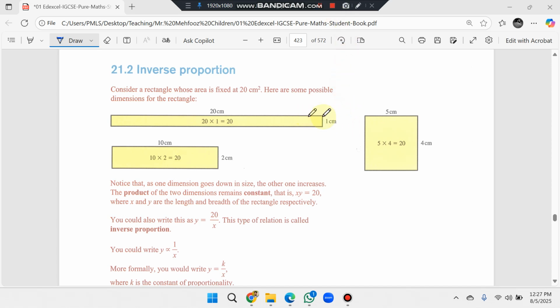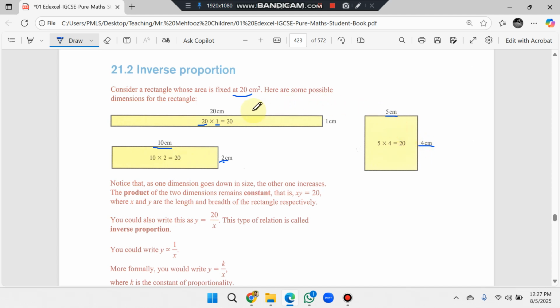Our next topic is inverse proportion. Consider a rectangle whose area is fixed at 20 centimeters squared. Here are some possible dimensions for the rectangle. First, 20 centimeters long and 1 centimeter wide. The second is 10 centimeters long and 2 centimeters wide. The third possibility is 5 centimeters long and 4 centimeters wide.